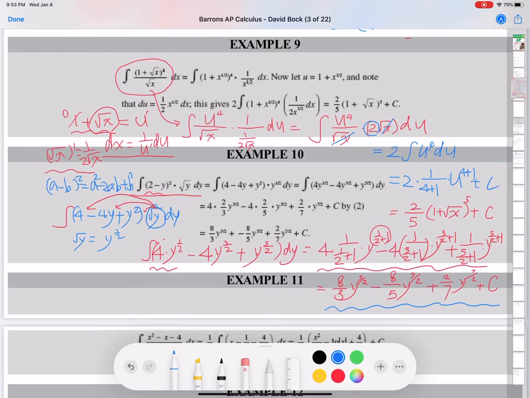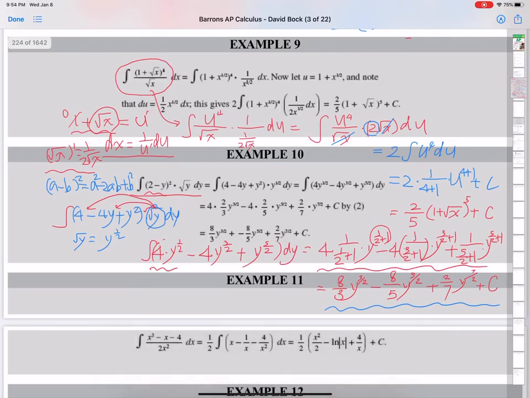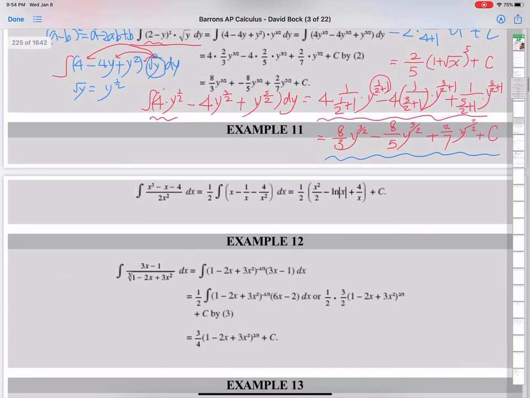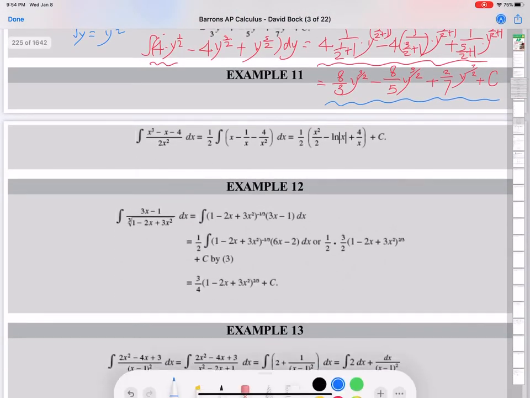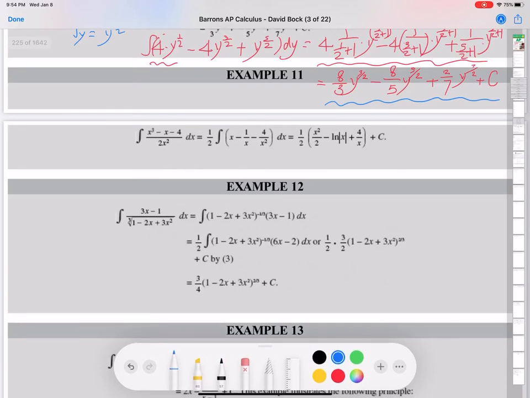In this case, you don't have to use U-substitution. Just expand all and then use the power rule, okay? Let's go to the next problem, example 11. Integral of x cubed minus x minus 4 over 2x squared dx. So definitely, which part is going to be u? Not really. It is not a U-substitution problem either. So just expand like this. Separate them.